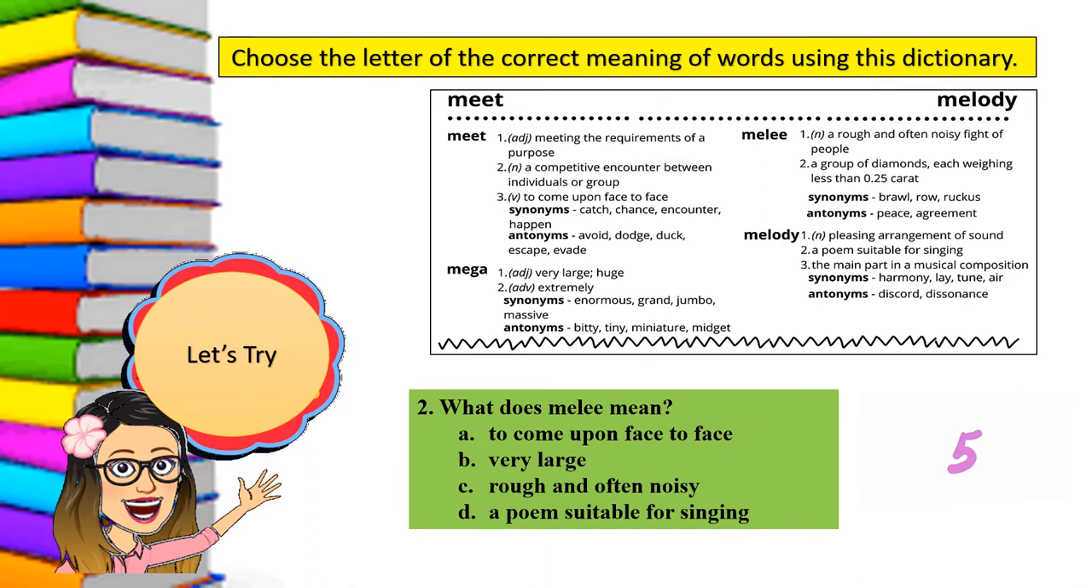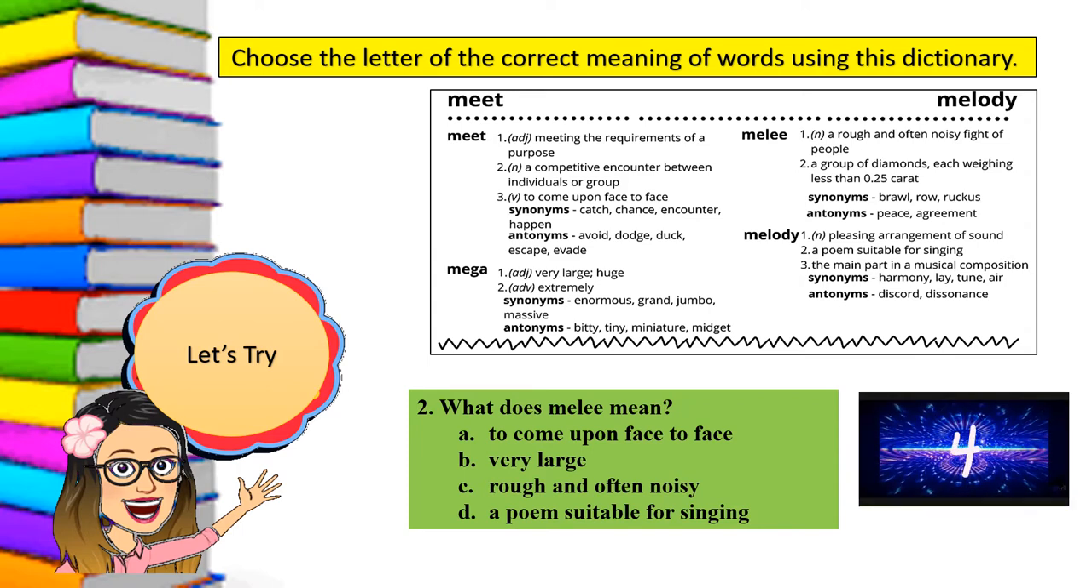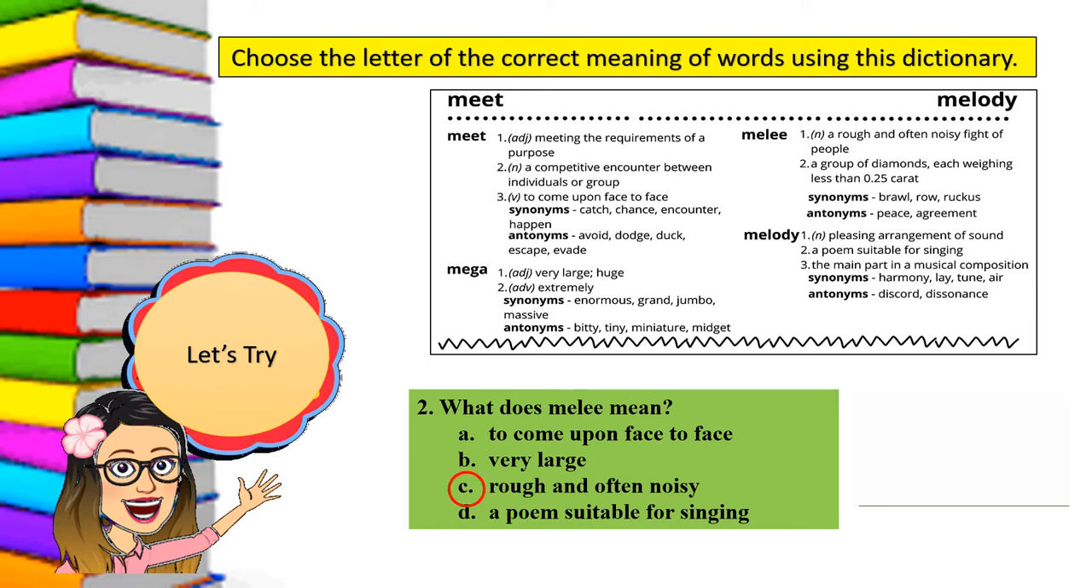Number 2. What does Melody mean? A. To come upon face to face. B. Very large. C. Rough and often noisy. D. A poem suitable for singing. The answer is C. Rough and often noisy.